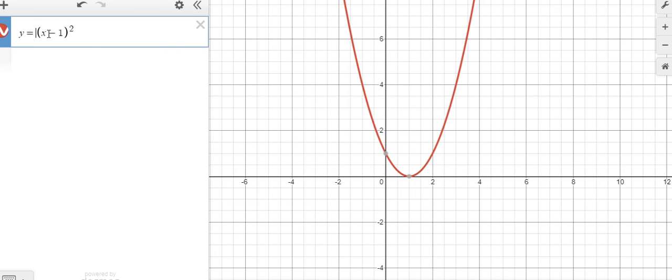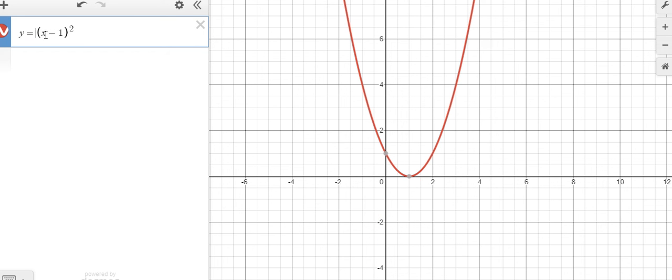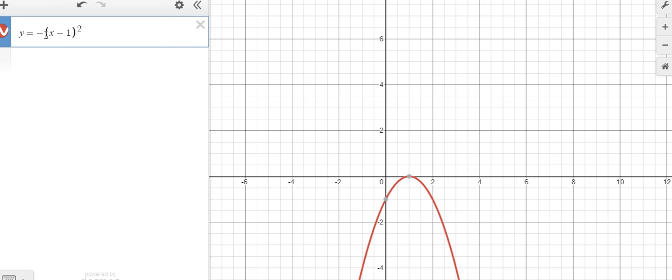Similarly, if I multiply a minus sign here, then my parabola shifts to the negative y-axis, and if I add +1 here, it shifts upward, and if I add minus, it shifts downward.